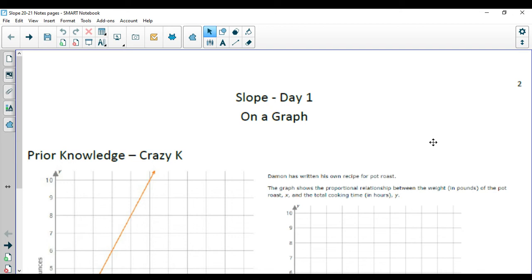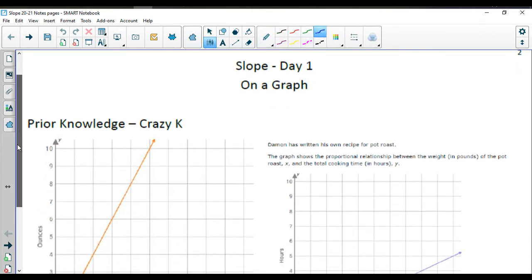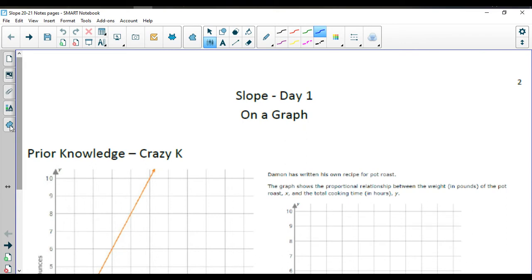This is the start of Unit 11. We're going to start talking about linear equations, which will get you ready for Algebra 1 for next year. It'll give you a pretty good head start. So we're going to start off, this would be considered page 2 in your notes packet. It's called Slope Day 1 on a Graph.